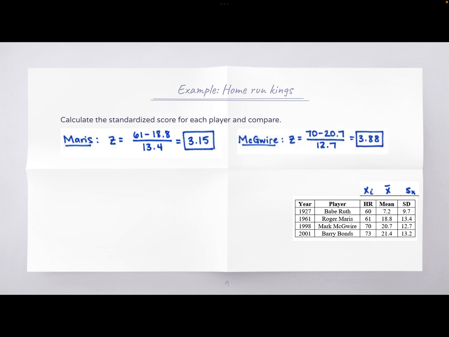McGwire, we do observation minus mean over standard deviation. We get 3.88. And Bonds, we do the same thing: 73 minus 21.4 over 13.2. We get 3.91. Remember, you can pause these videos if I'm going too fast. So now we have to compare. Babe Ruth's Z-score was 5.44. How does that compare to everyone else's?